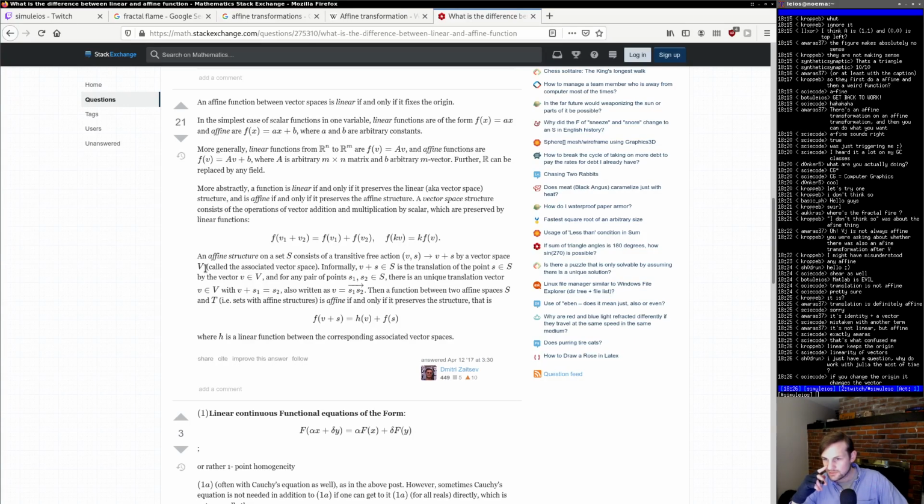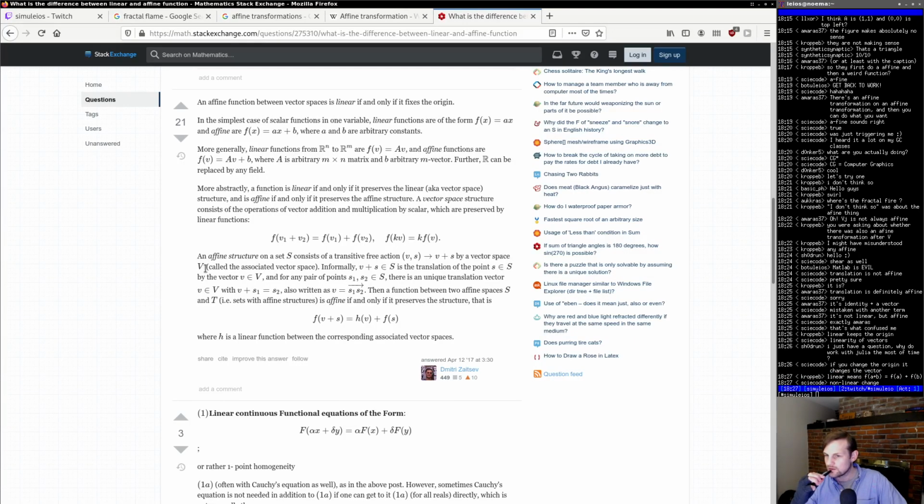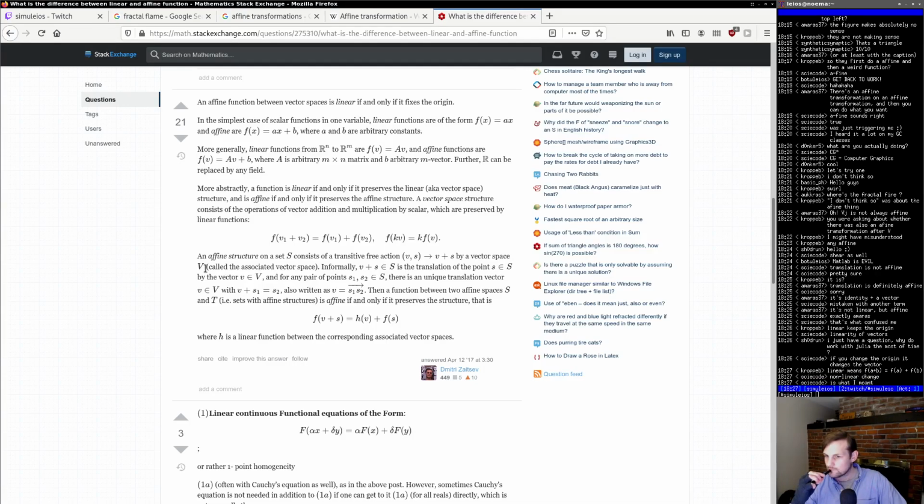If you change the origin, it changes the vector. Yeah, well, okay, so it changes the vector by an offset, right? But then, rotation also changes the vector. Every other operation changes the vector, right? So I guess my question is, why is rotation okay?